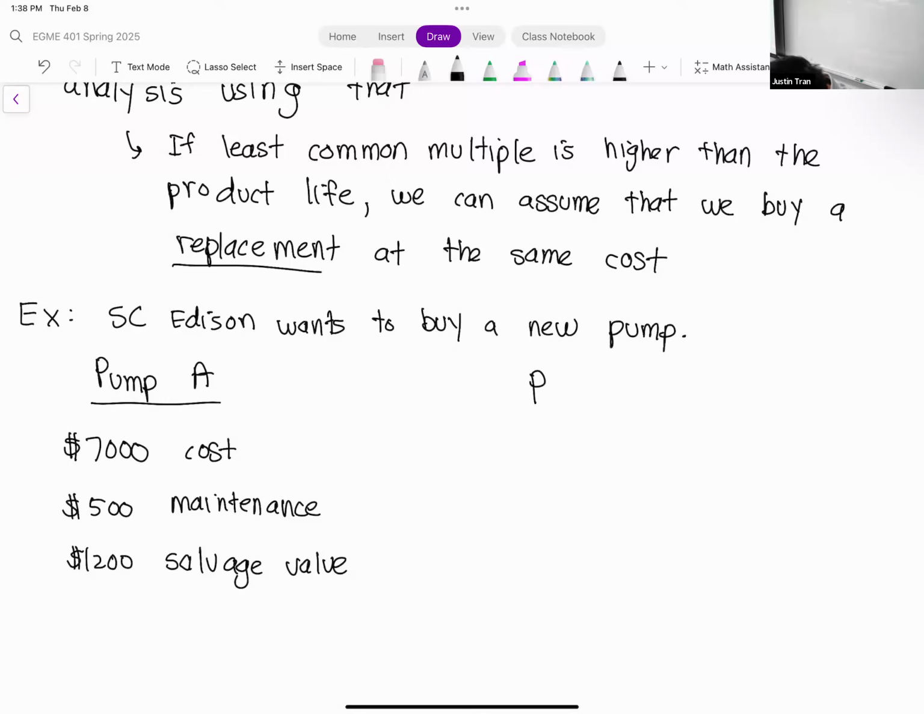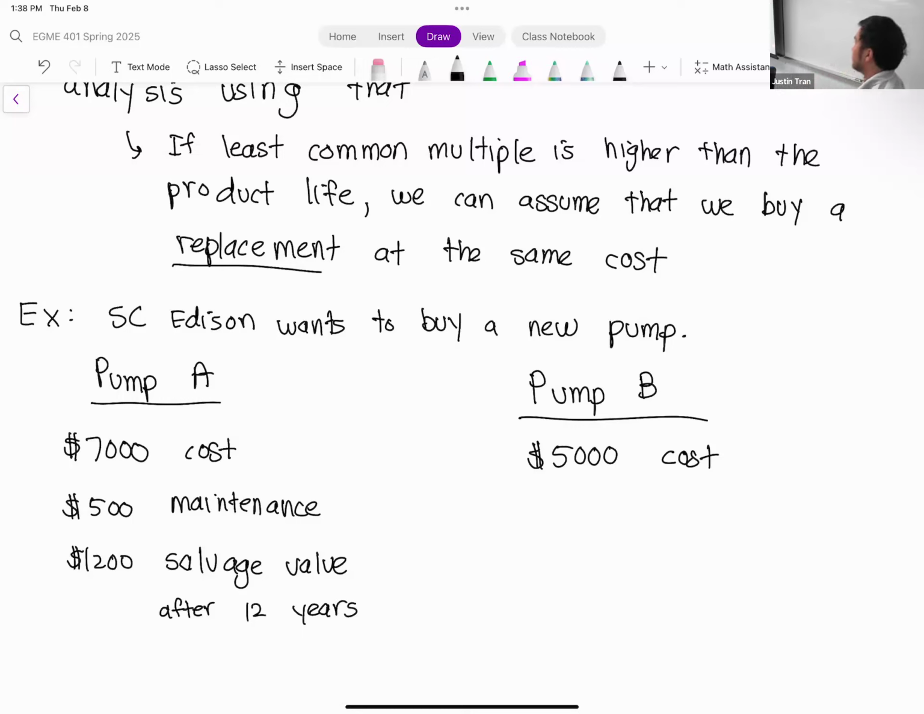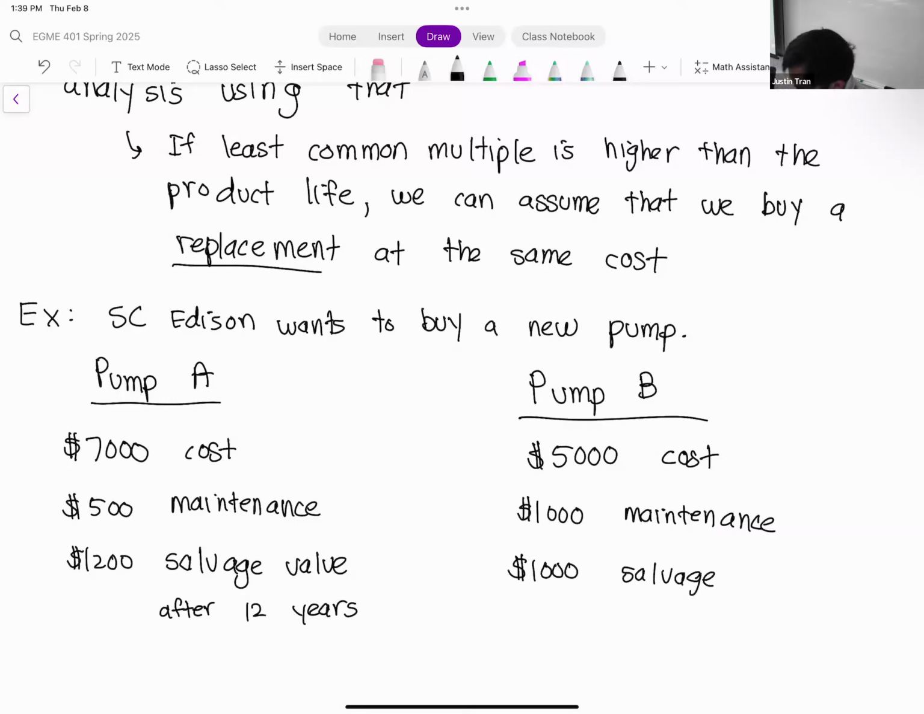All right, so they're comparing that with another pump with a very creative name, pump B. Sorry, I should mention pump A has a salvage value of $1,200 after 12 years. All right, back to pump B. Pump B has an initial cost of $5,000. It has a maintenance cost of $1,000 per year. Pump B also has a salvage value. The salvage value for pump B is $1,000, but this is after only 6 years of use.